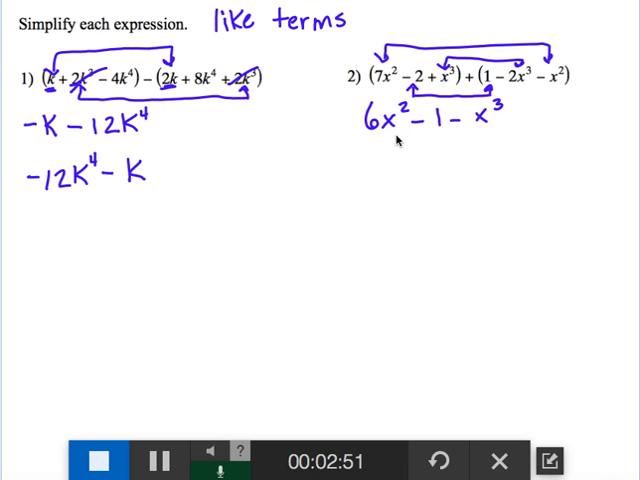And again, they usually want to write this in descending order. So the cube would go first, then the square, and then just the constant term. So that would be your final answer.